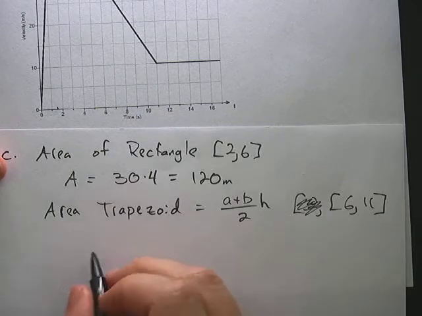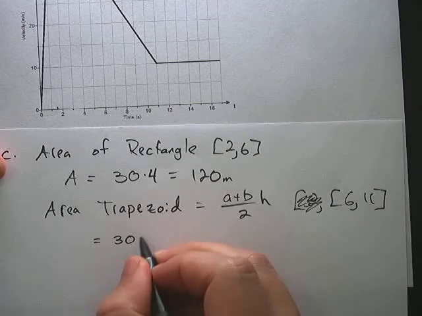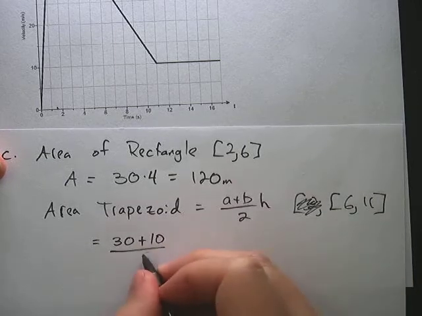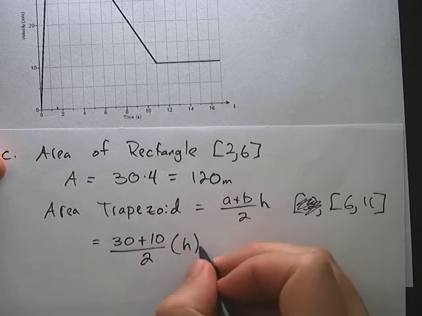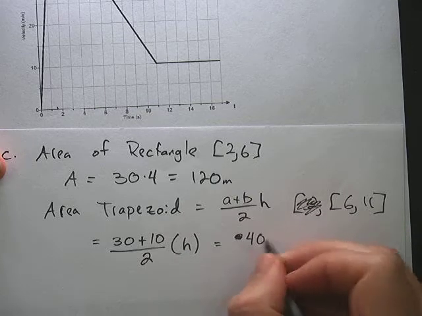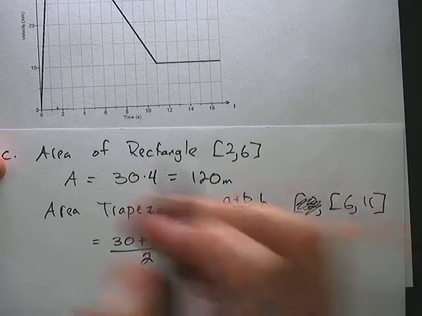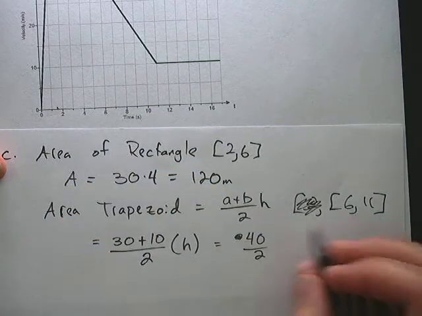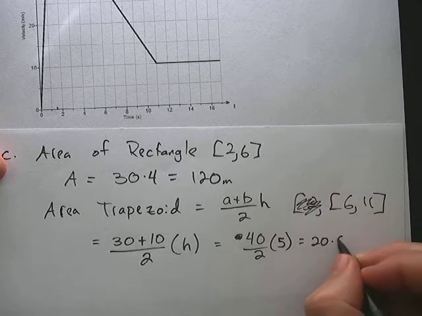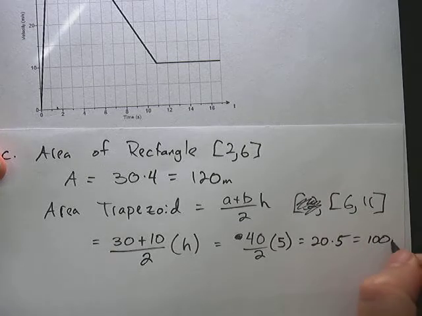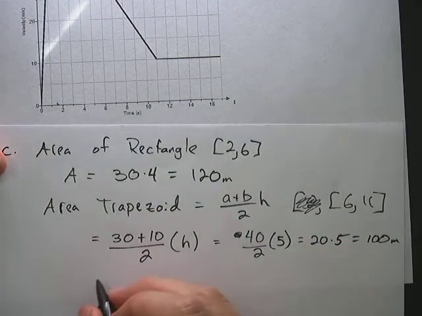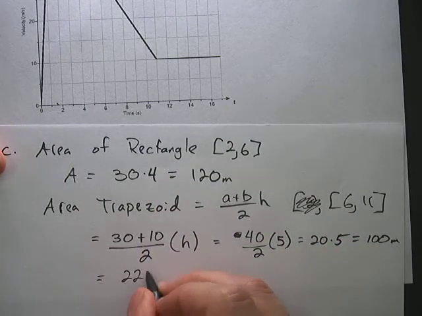So we said that that's equal to 30 for height A and 10 for height B over 2 times h, which is 40 over 2 times h, and we said h was this length right here. The interval is from 6 to 11, so times 5. So that's 20 times 5 equals 100 meters. So for letter C, we've got 120 meters and we've got 100 meters, so that's equal to 220 meters.